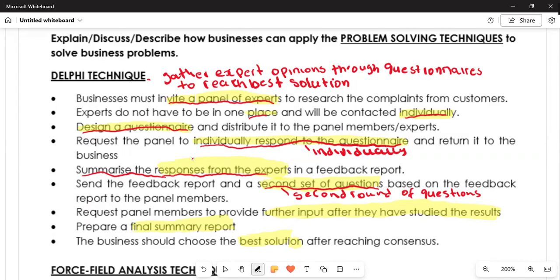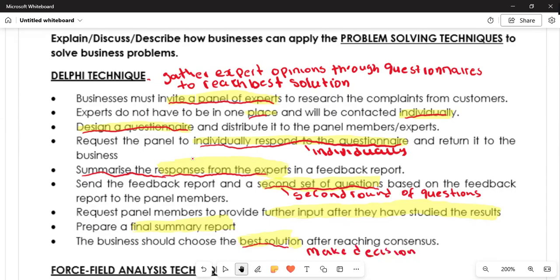So the last one, the business should choose the best solution after reaching consensus. So we make a decision. And the decision that we are going to make is that the company is going to implement the GPS solution, trying to track and optimize delivery routes. They are going to see it as the best solution.